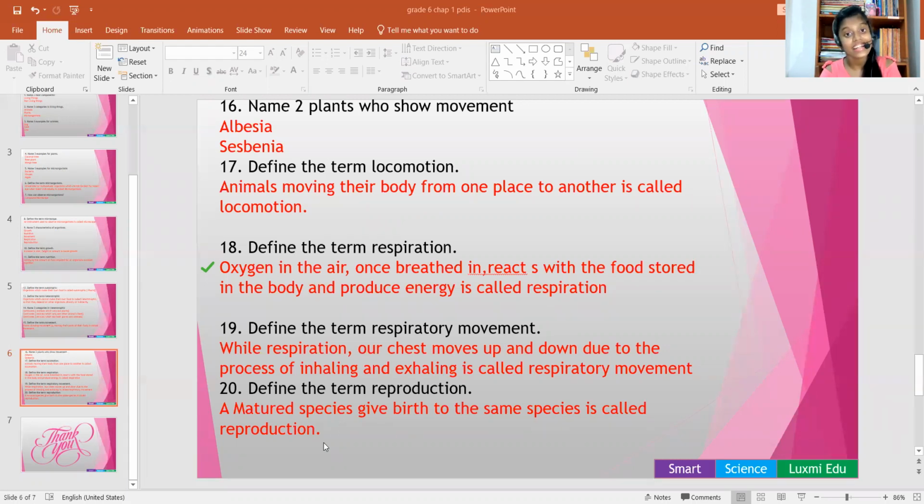Next one, the last question. Define the term reproduction. A mature species which gives birth to the same species. Your mommy gives birth to a human, the same as a dog gives birth to a puppy. So it is called the same species.